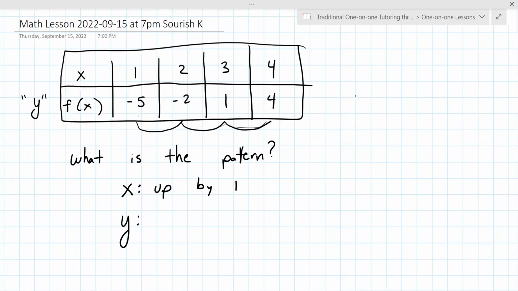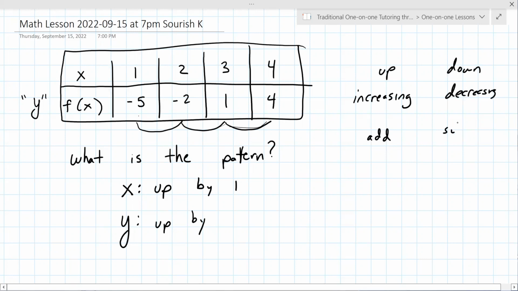So for that right there, you just subtract by increasing the numbers by subtracting by 3. So you can't use the word subtracting if you're increasing. If they're going up, think of up as increasing. Up means increasing. That means you're adding. If you're going down, it's decreasing. And then you're subtracting.